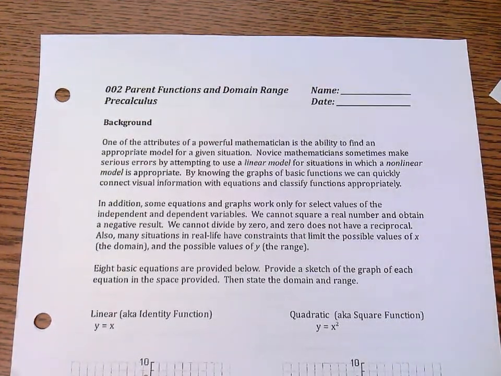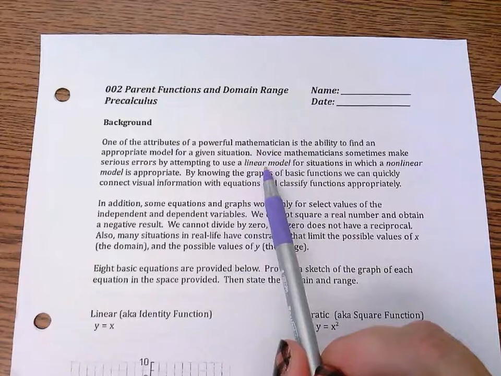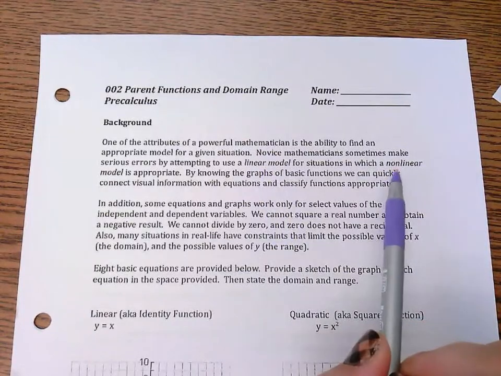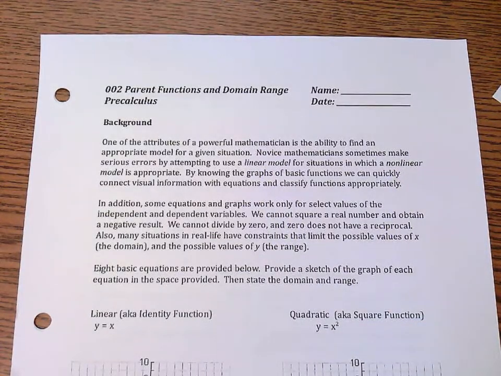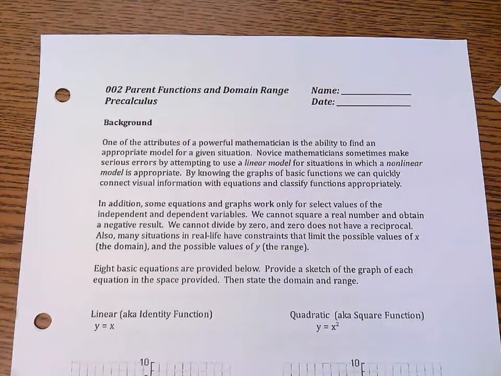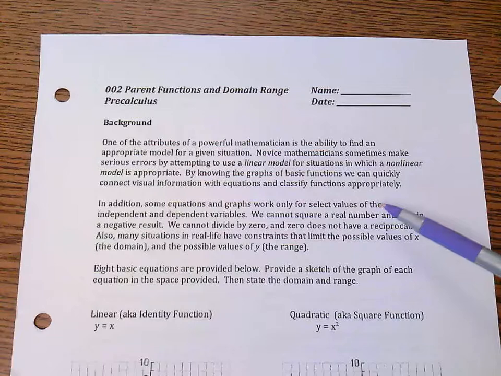the ability to find an appropriate model for a given situation. So we don't want to use a linear model for a situation in which a nonlinear model is more appropriate. So if we know the graphs of the basic functions, we can quickly connect visual information with equations to classify the functions appropriately. And we know that some equations only work for select values of the independent and dependent variables.